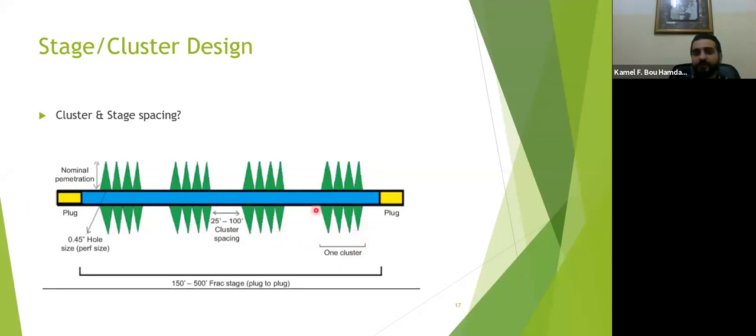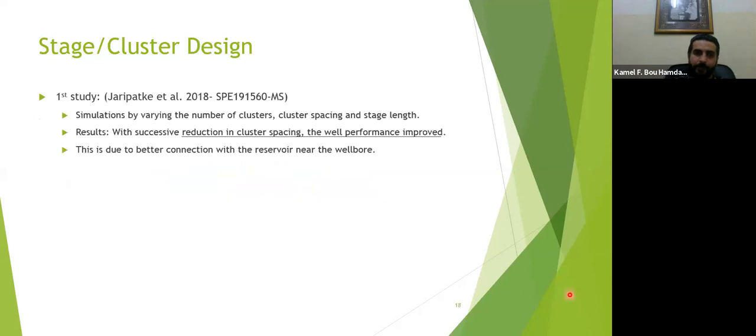So every cluster represents a single perforation gun. And as you can see here, we have some kind of spacing between them. Over here it is somewhere between 25 and 100 feet. If we are talking about the frac stage itself, it could be between 150 up to 500 feet. Okay, so what should we consider, or what should we look at in the cluster or the stage design?